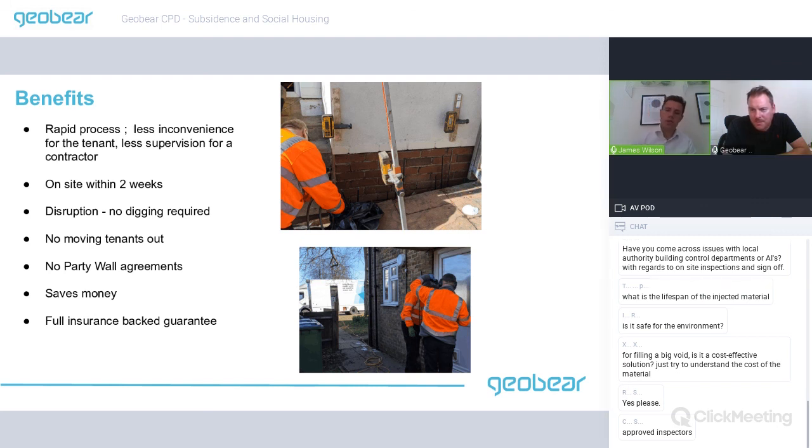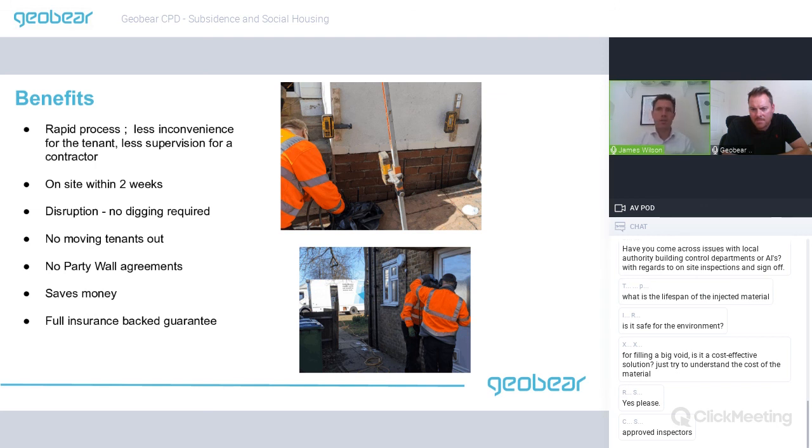Is it safe for the environment, James? So we've done loads and loads of work on this. It's got total certification in terms of safety to the environment. One of the things, it's hydrophobic. It can't get into water courses, and it's totally inert once the reaction's occurred. So it's totally safe for the environment.